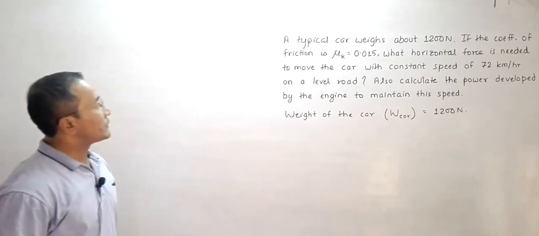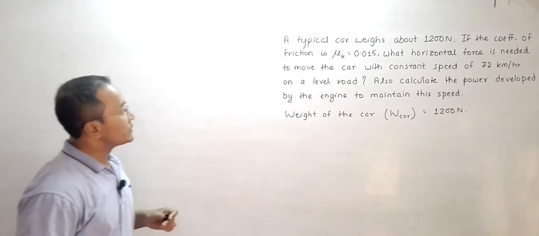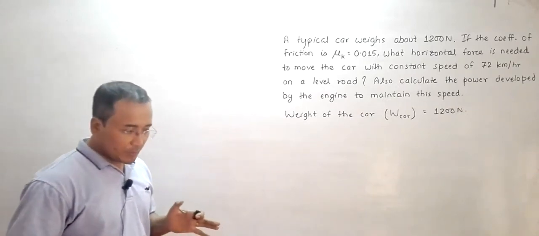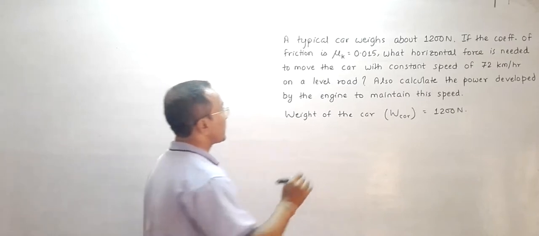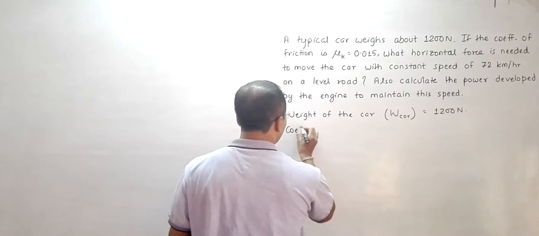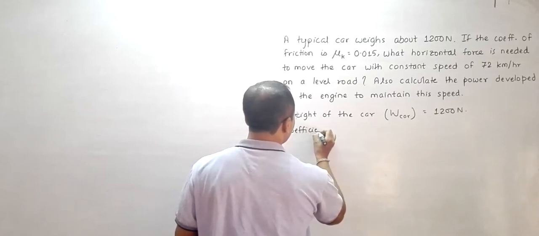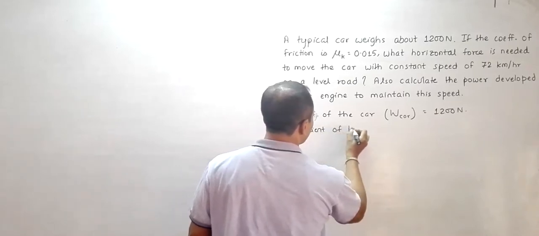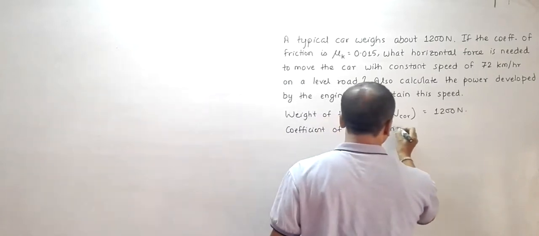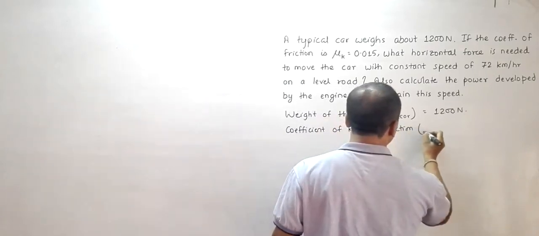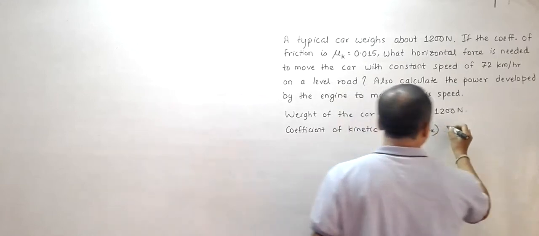If the coefficient of friction is mu k equal to 0.015, that means the car is moving, and this is the coefficient of kinetic friction, which has been written as mu k, and that's equal to 0.015.